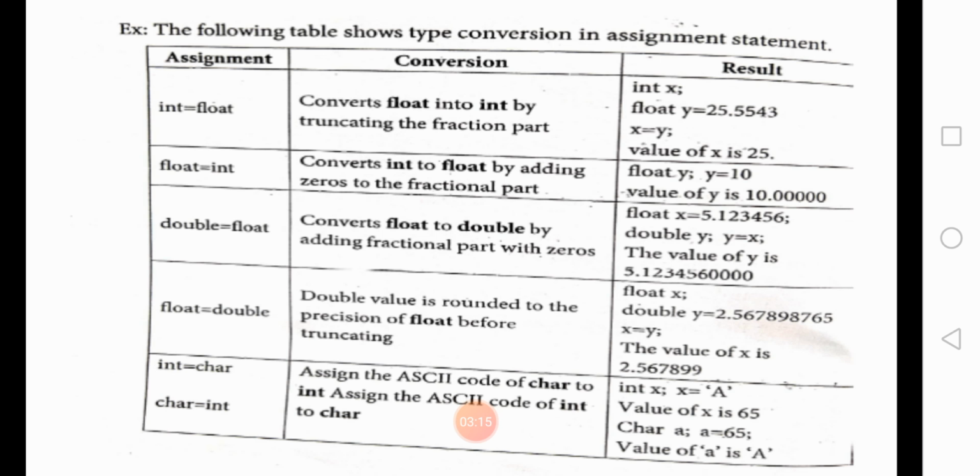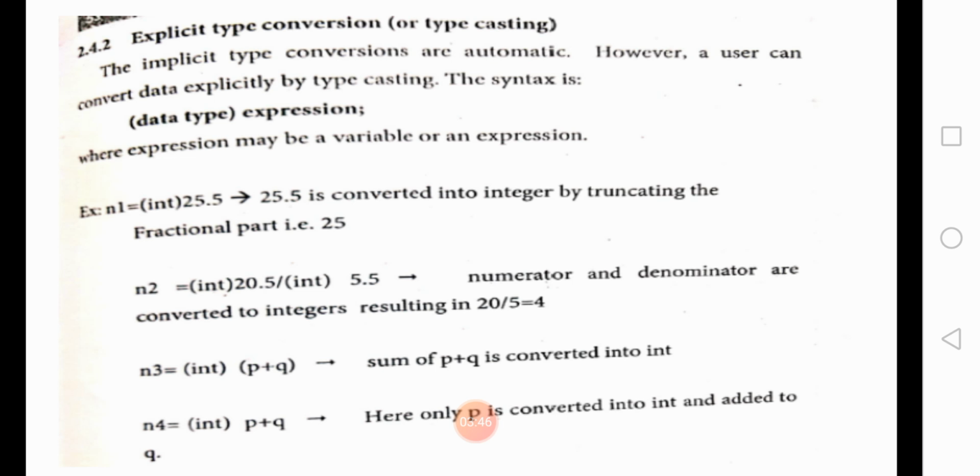Int equals char assigns the ASCII code of the char to the int; char equals int assigns the character of the ASCII code to the char. Here char equals int is also the same thing. Int x equals 'a': the value of x is 65 because the ASCII value of 'a' is 65. That value 65 is inserted into the x variable. Char a equals 65: the value of a is 'a'. This is the table showing conversions.